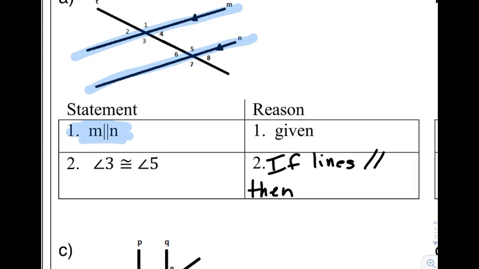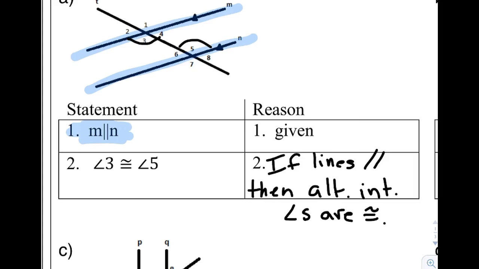Well, it says that 3 and 5 are congruent. We need to identify what kind of angles 3 and 5 are. They're interior angles. They are on opposite sides. So we know that if lines are parallel, then alternate, and I'm abbreviating this, interior angles are congruent.